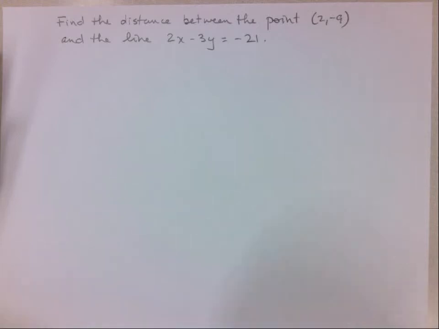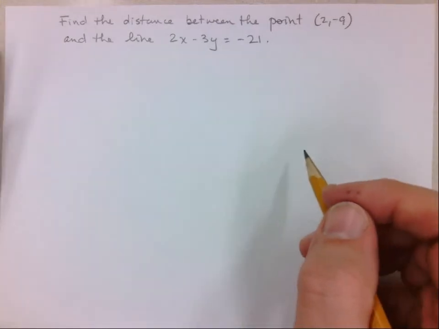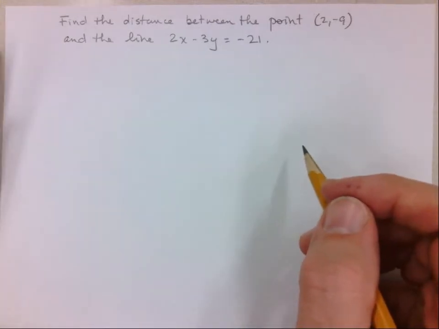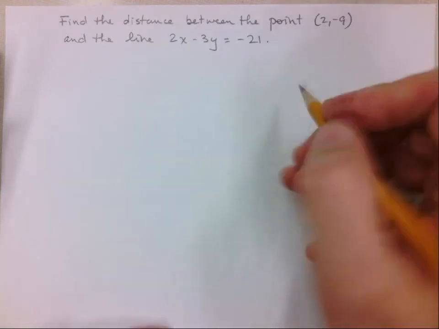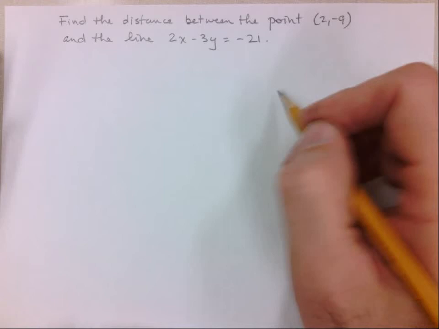Hi folks, we're going to take a look at one of the classic problems in analytic geometry, and that's finding the distance between a point and a line. So the first thing I'll do is draw a diagram to help guide me through this process.